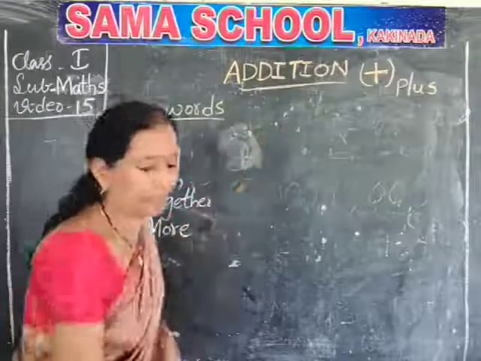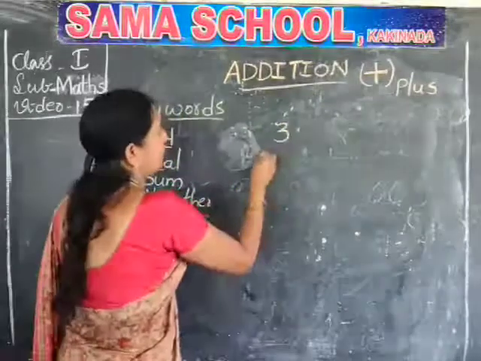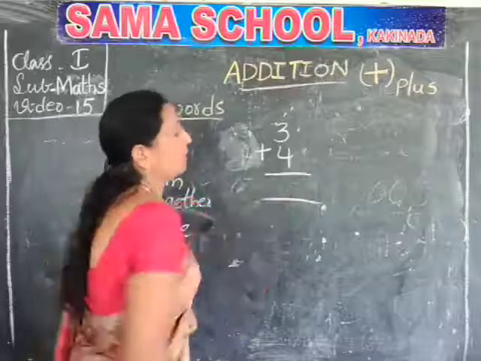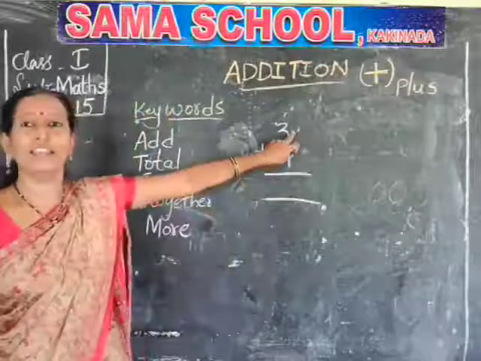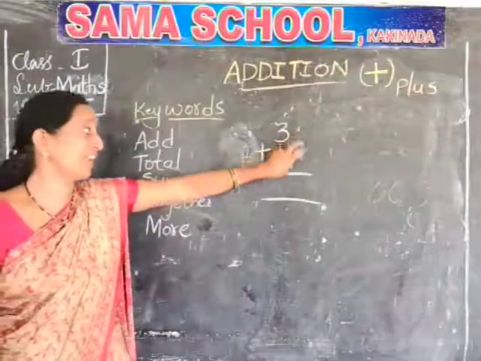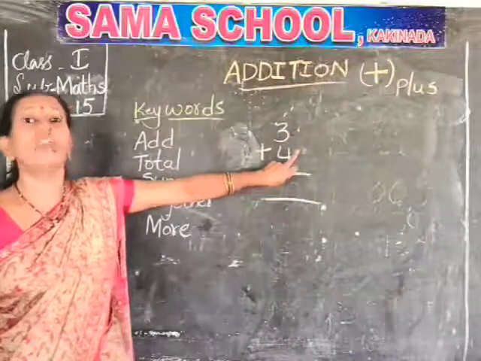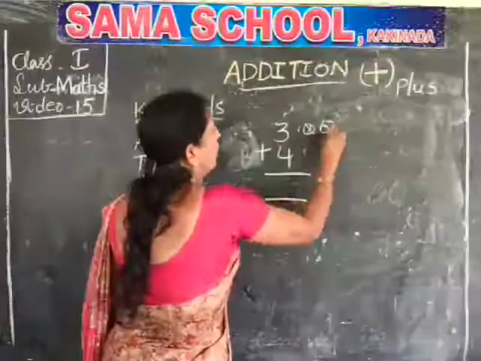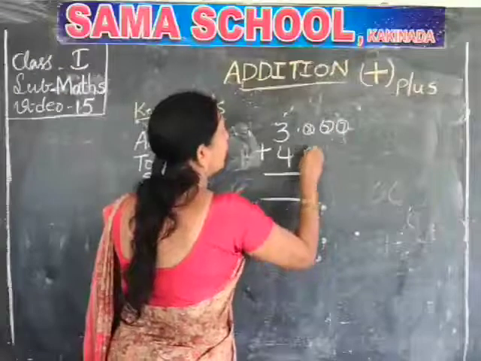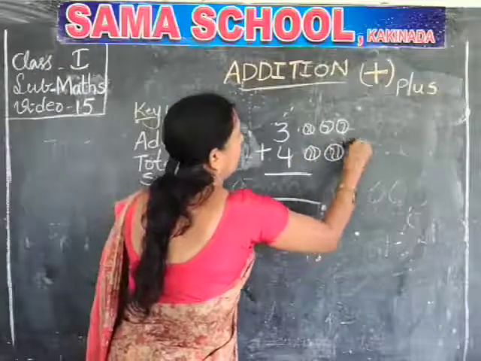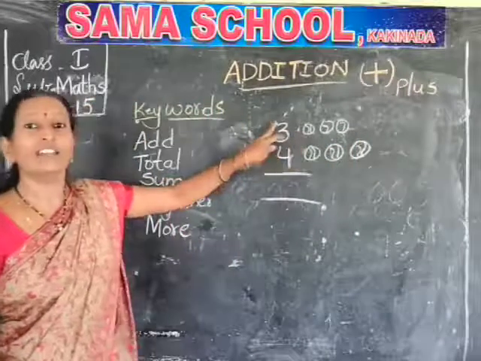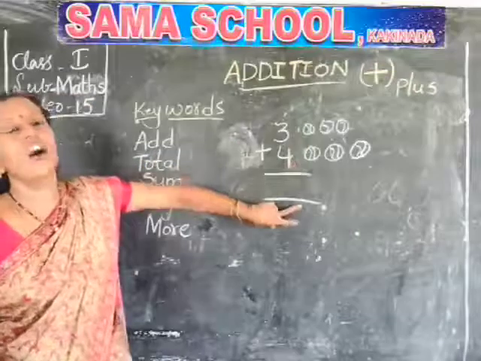See there. I'll give 3 plus 4. Here, how many? What is the number? 3. And here, how many? 4. So, 3 balls. 4 balls. Now, you are counting. This is the horizontal sum.